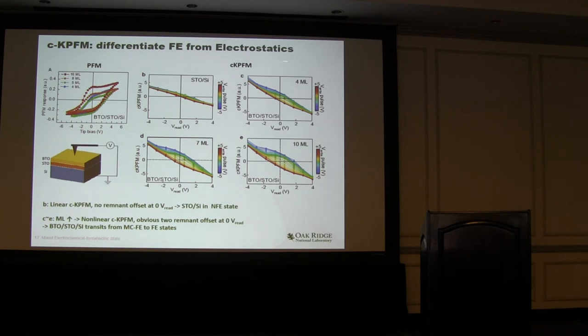When the thickness of the barium titanate increases from 4 monolayers to 10 monolayers, we see clearly nonlinear behavior. In other words, for this 10 monolayer, the KPFM signal is actually a superposition of the linear response with hysteresis-like behavior. And clearly, at 0 volt V-read, there is an offset of the KPFM signals, indicating the existence of ferroelectricity. This ferroelectricity is even enhanced when film thickness increases. So with that, we can say that KPFM offers a third dimension, another perspective, to effectively quantify ferroelectricity from pure surface charge effects, which are not easily differentiated in classic PFM methods.